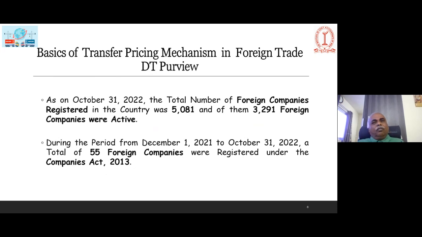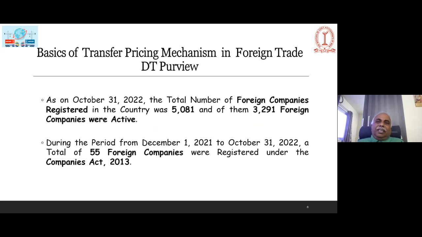And if you see the foreign companies in India also, as of 31 October 2022, the registered companies are 5,081 foreign companies registered under Companies Act 2013. Out of that, particularly 3,291 companies are active companies, the foreign companies. And during that period, particularly December 1st, 2021 to October 2022, new companies also originated, 55 companies registered under Companies Act.